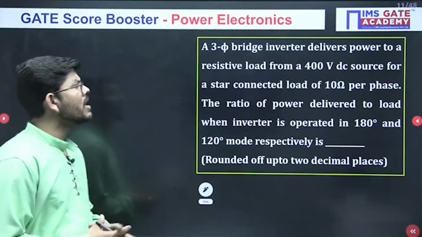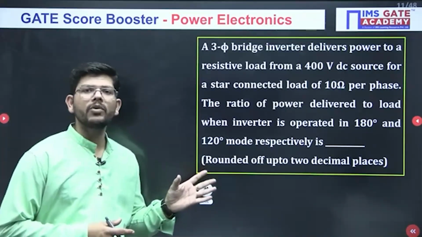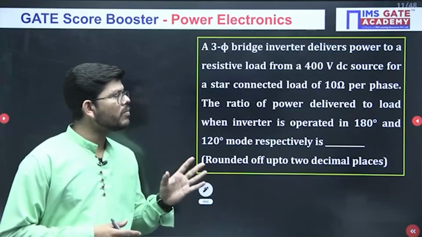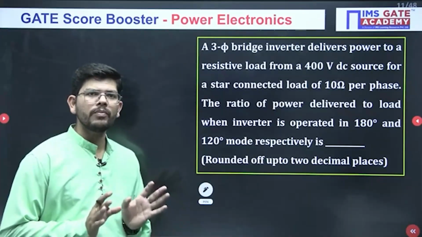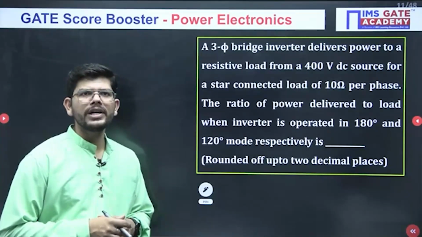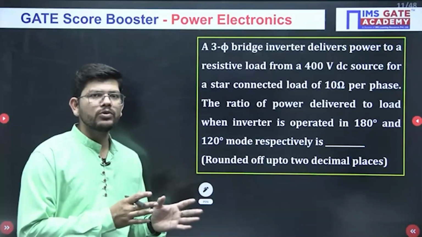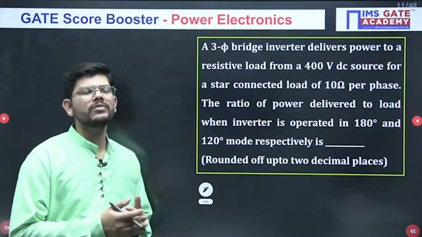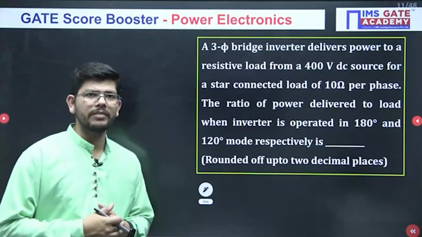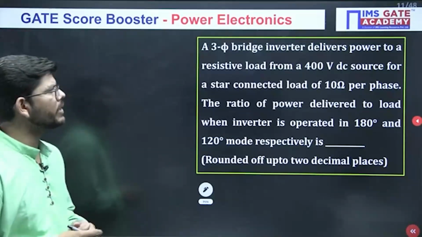Just see this question. A three-phase bridge inverter delivers power to a resistive load from a 400 volt DC source, for a star connected load of 10 ohm per phase. And when we are analyzing the 180 degree or 120 degree inverter, we have also taken a star load to get the values. So whatever values we are getting for output voltage are for star load. If suppose the load is delta, you have to convert that load into star load, and then those formulas are equally applicable.